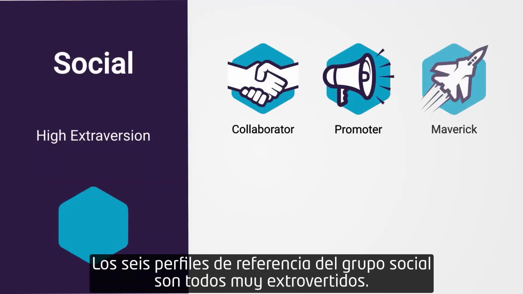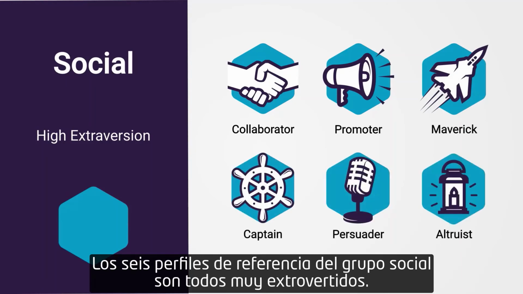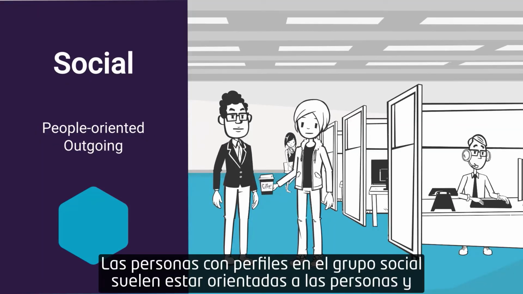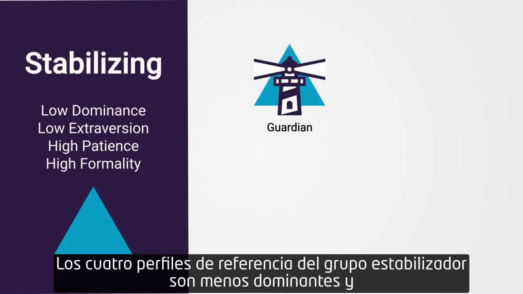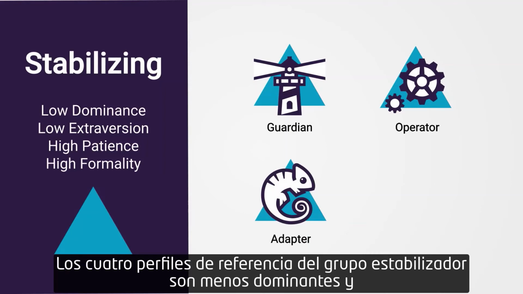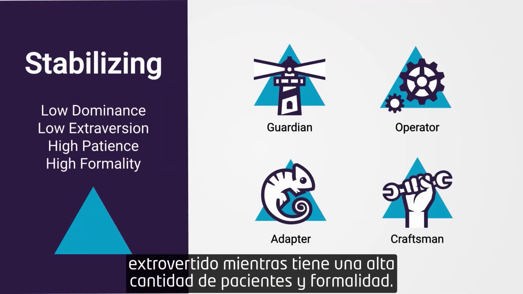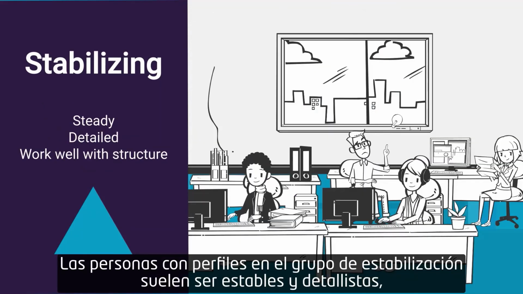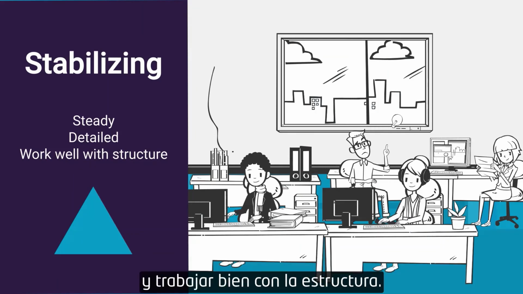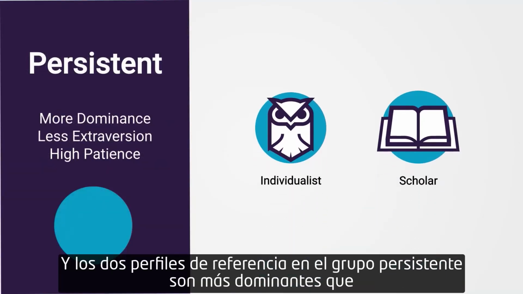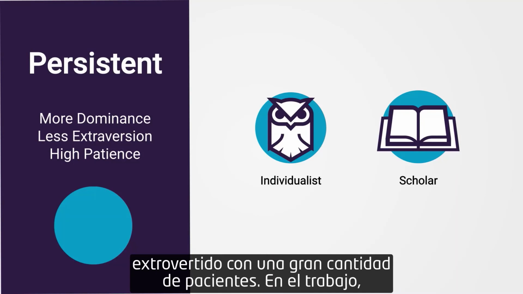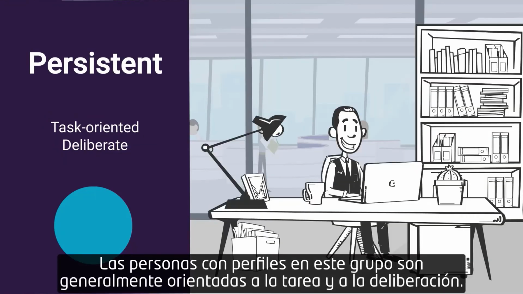The 6 reference profiles in the social group are all highly extroverted. In the workplace, people with profiles in the social group are generally people-oriented and outgoing. The 4 reference profiles in the stabilizing group are less dominant and extroverted, while having a high amount of patience and formality. In the workplace, people with profiles in the stabilizing group are generally steady, detailed, and work well with structure. And the 2 reference profiles in the persistent group are more dominant than extroverted, with a high amount of patience. In the workplace, people with profiles in this group are generally task-oriented and deliberate.